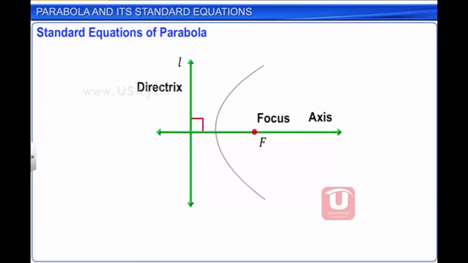The point where the axis intersects the curve of a parabola is called the vertex of the parabola. The line segment passing through the focus, perpendicular to the axis and with its endpoints on the curve of the parabola, is called the latus rectum of the parabola.